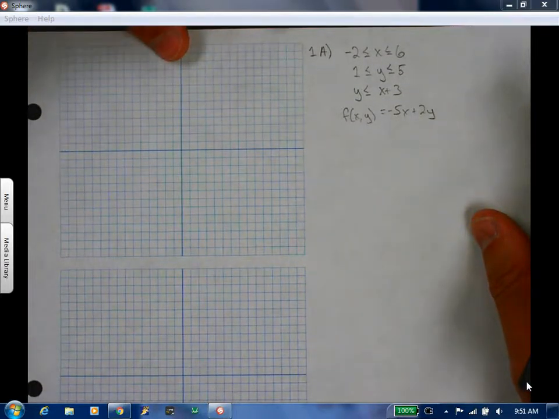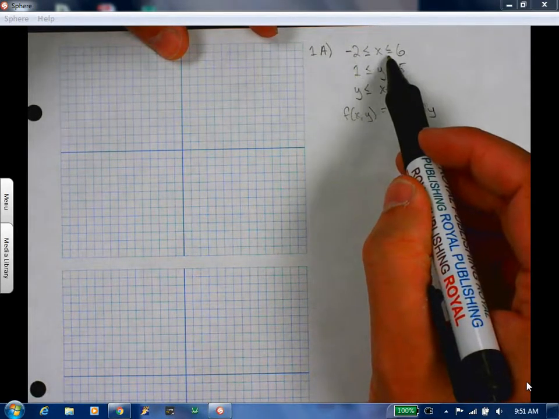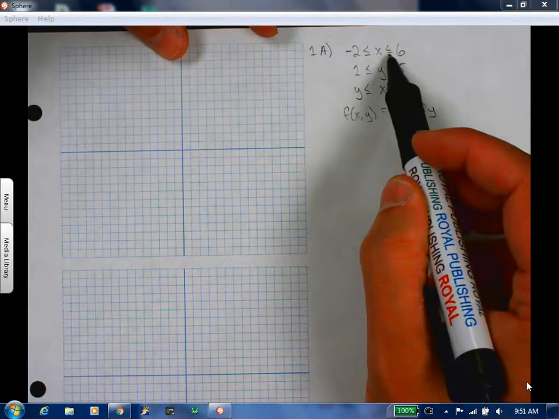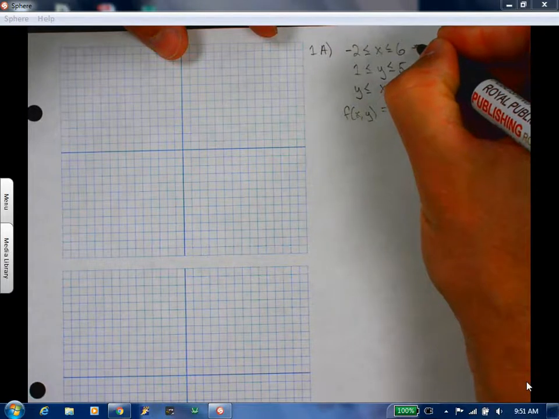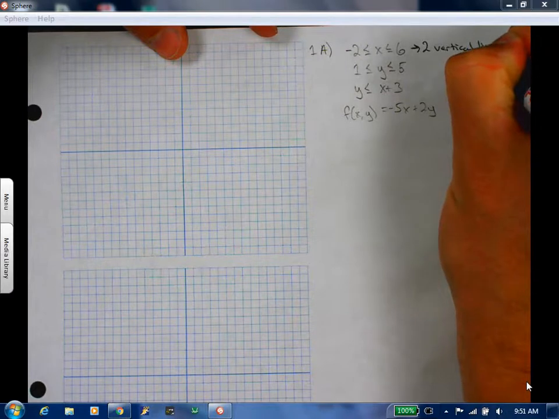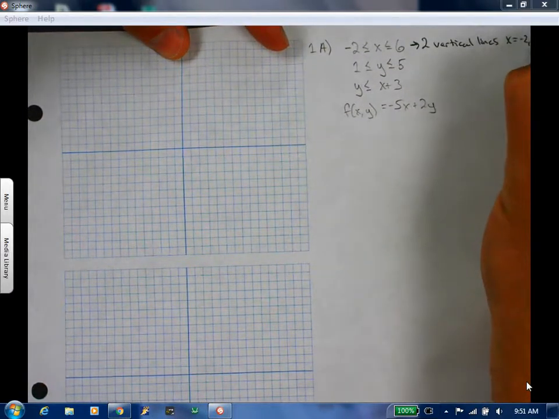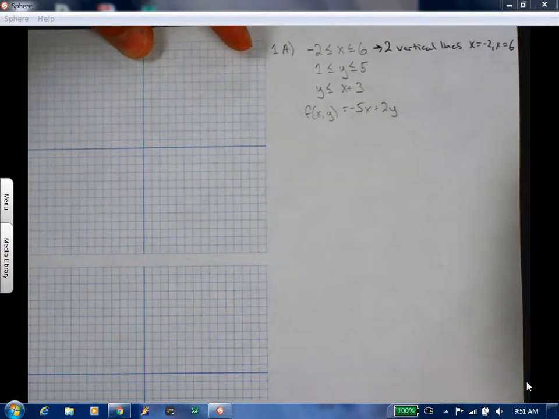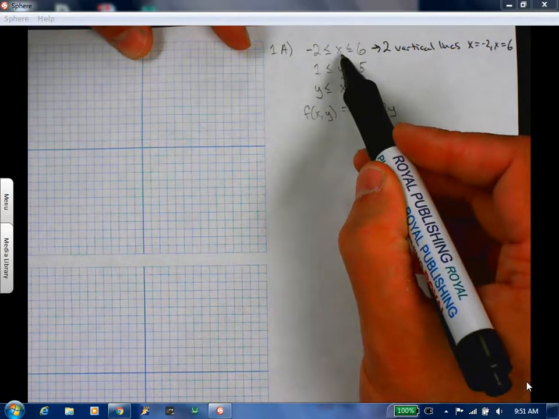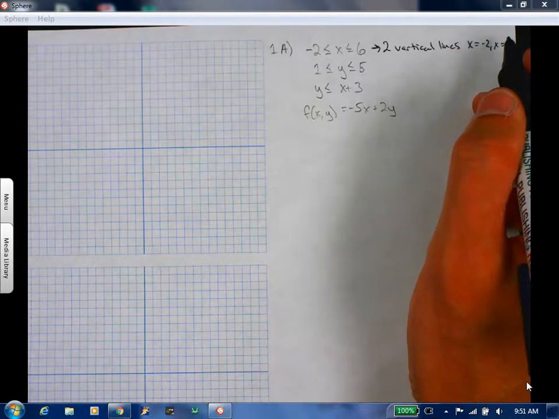So this first one, you see how there's just an x? So is this going to be horizontal or vertical lines? Vertical. So how you graph this one is you have two vertical lines, and they're going to be at x equals -2 and x equals 6. So I'm just taking the two numbers that make up either end. It's an x, so it's going to be vertical lines at x equals -2 and x equals 6.